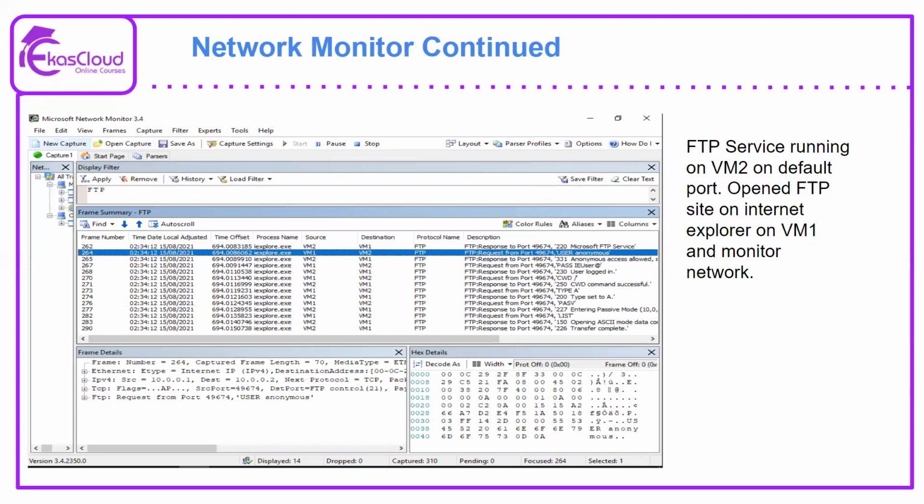Similarly, I've also used an FTP service, which runs by default on the IIS server on VM2. When I try to hit an FTP site from VM1, various things happen. Obviously the FTP service is running by default at port number 21, and here the source port is 49674, which has been captured in the network monitor.